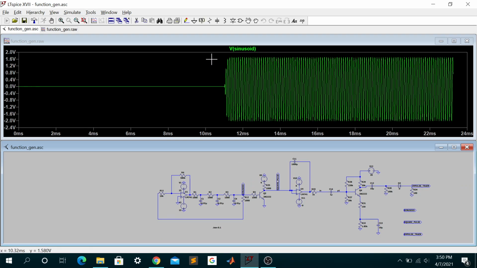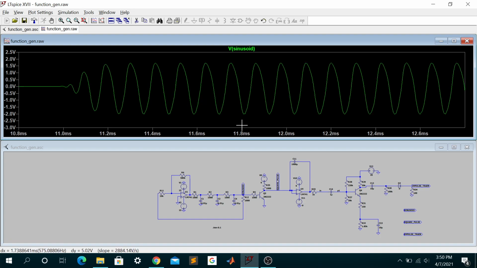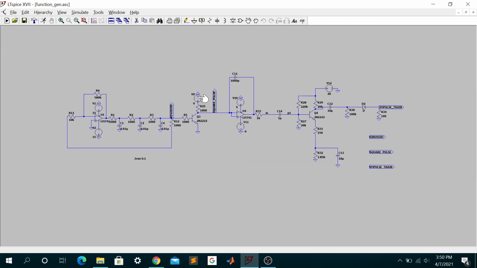So this is the simulated sinusoid. If we zoom into this part to have a clearer view of how the sinusoid is being generated, as you can see, it increases in amplitude until it reaches a peak value. And this sinusoid can be used for a variety of purposes like demodulating a double sideband signal and so on. So now let us move to the part where the square pulse is being generated.